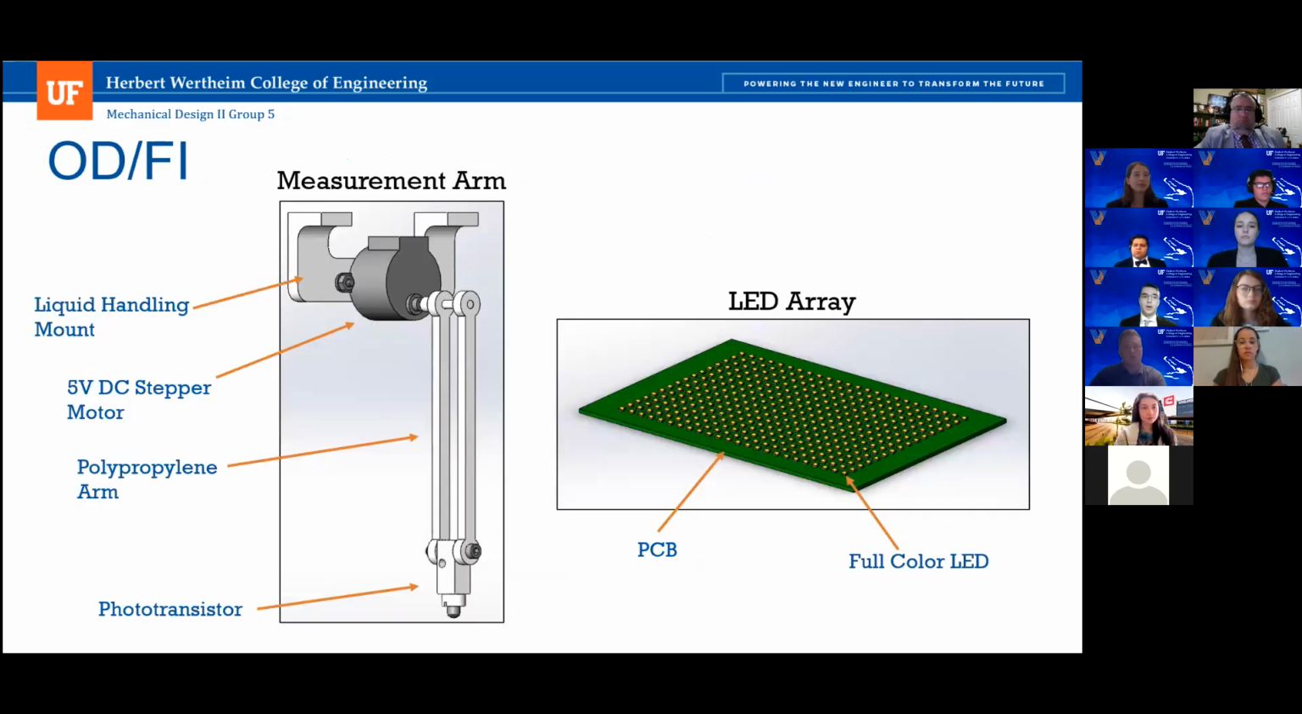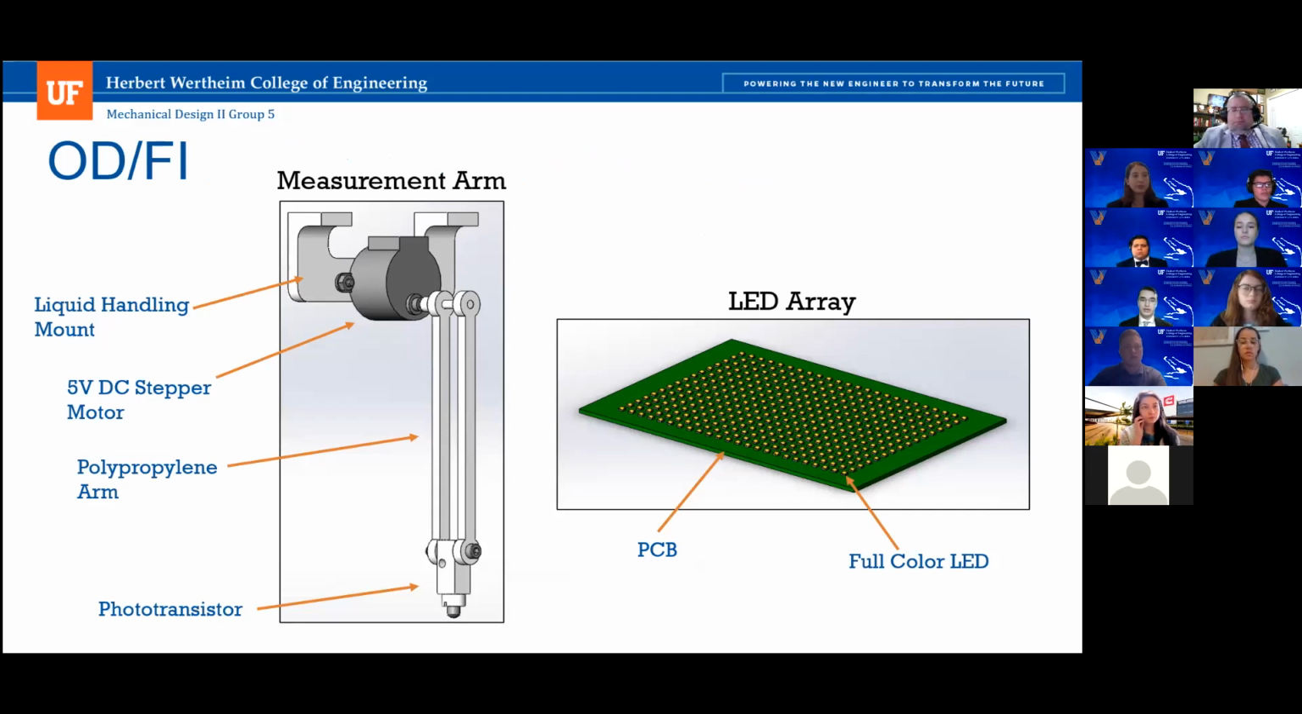So our ODFI measurement system is broken into 2 parts. The first part, in the left image there, is our measurement arm, which houses the sensor that we will use to measure the incident light and the intensity. The image on the right is our LED array, which will provide the initial light and intensity.